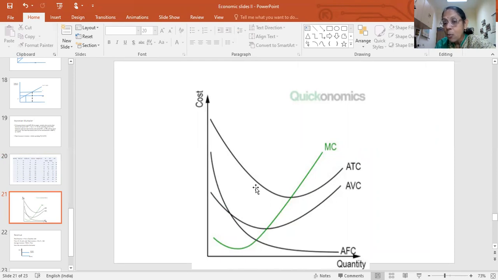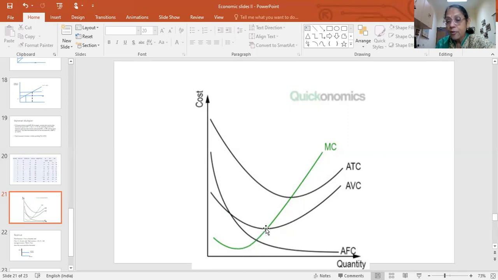And that is the reason why, when you draw the AVC and ATC, remember that the distance between the two will keep declining. Okay. And then comes the marginal cost curve. When you draw the marginal cost curve, you start from here because it is going to decline and then increase. But remember that the lowest point of the marginal cost curve is the lowest point of all these curves put together. Then it starts rising.